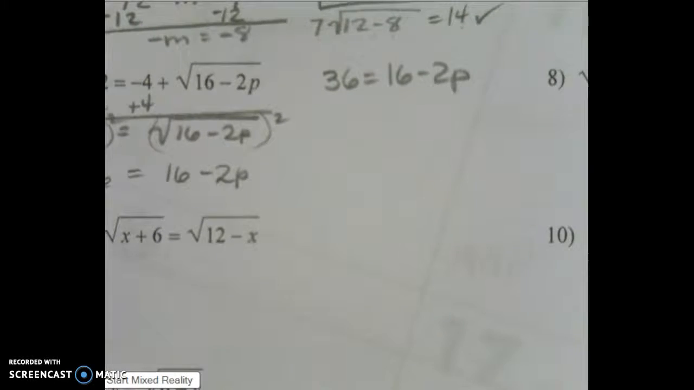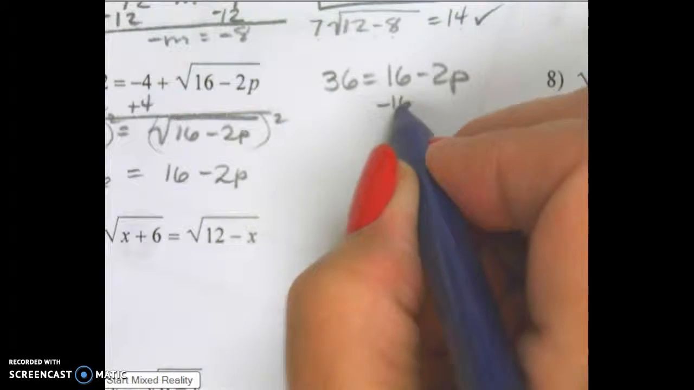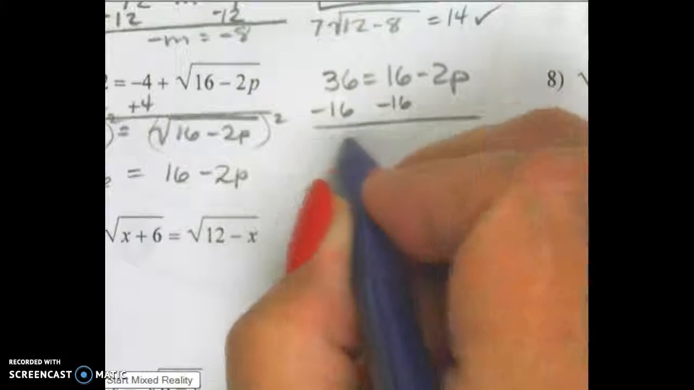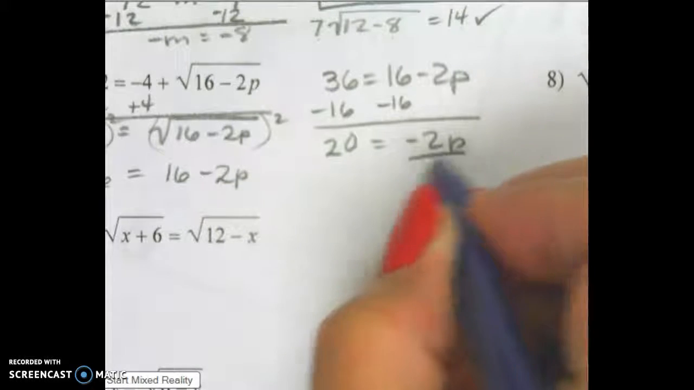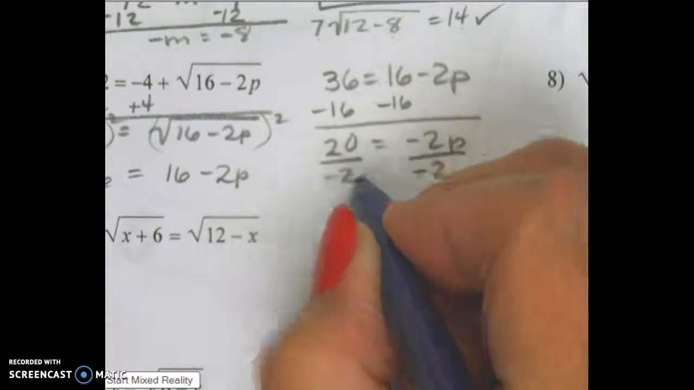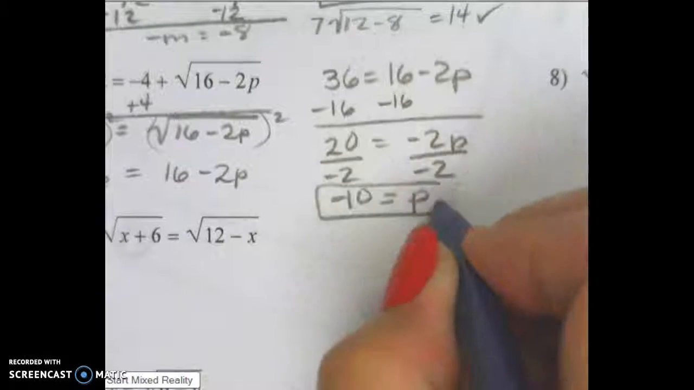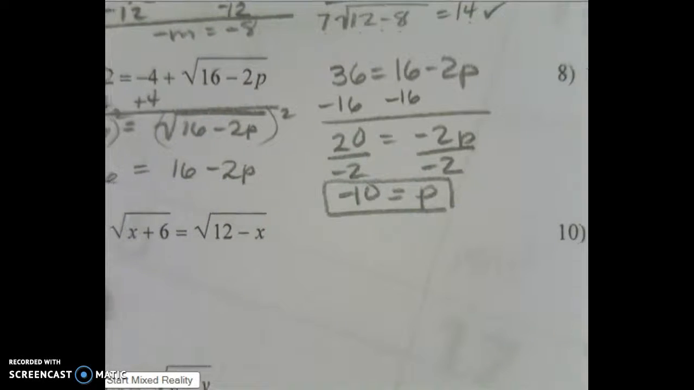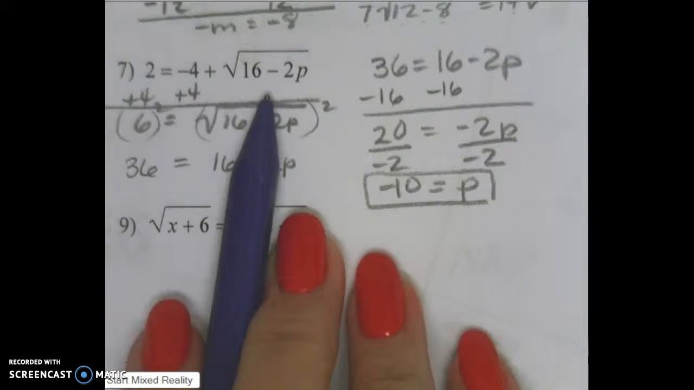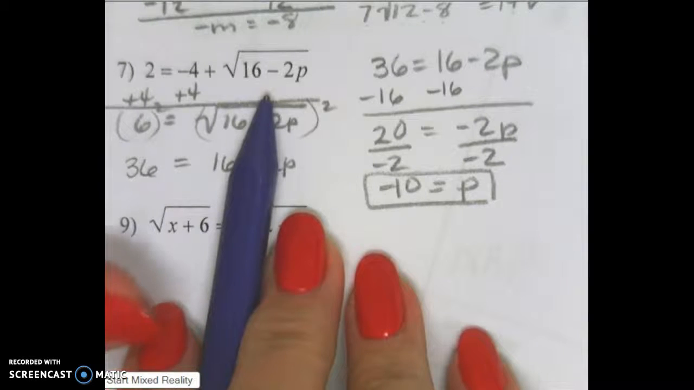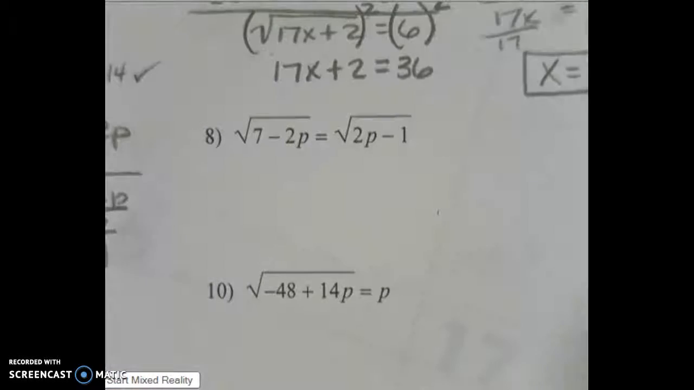And I solve it by doing the opposite. 16 is positive, so I need to subtract 16. I get 20 is equal to negative 2p. Divide by negative 2, and I get that p is negative 10. Again, check for your extraneous solutions by plugging it back into my original problem, and you'll find that it does work. Let's look at problem number 8.